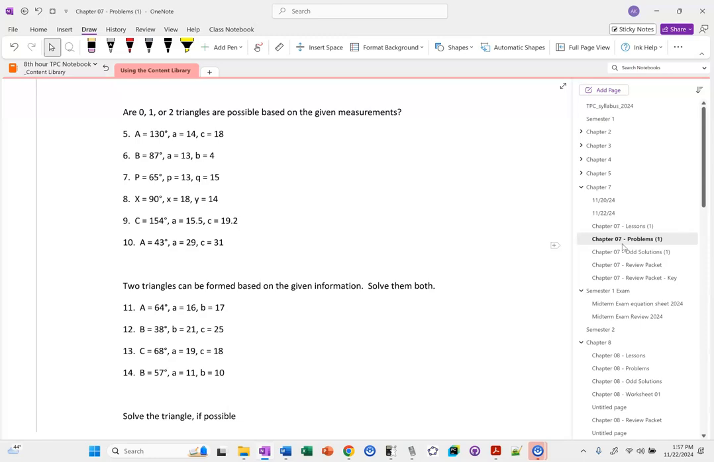Now, read the directions for 11 through 14. It says 2 triangles can be formed. Solve them both. Here it's telling you these are all 2 triangle situations. Should you still start by doing the analysis to verify it's a 2 triangle situation? I would recommend you do that so you get used to the process. But they are guaranteed to be 2 triangle problems. Okay? That's this homework set.